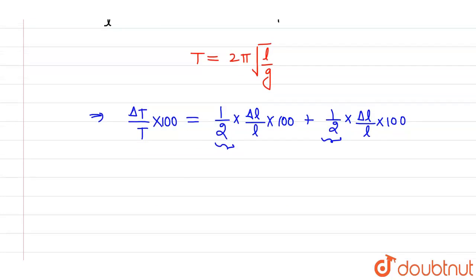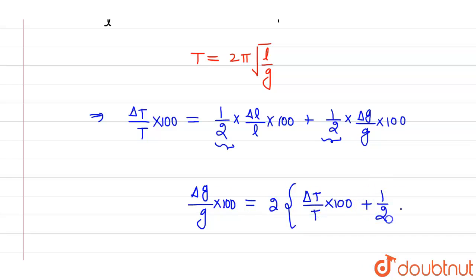Now what we need to find out is the value of delta g over g. So from here I will get delta g over g into 100 as 2 times delta T over T into 100 plus half delta L over L into 100. Even though if you take this particular term to the left hand side then this should be negative, we know that error is always added up. That's why we have introduced a positive sign here.